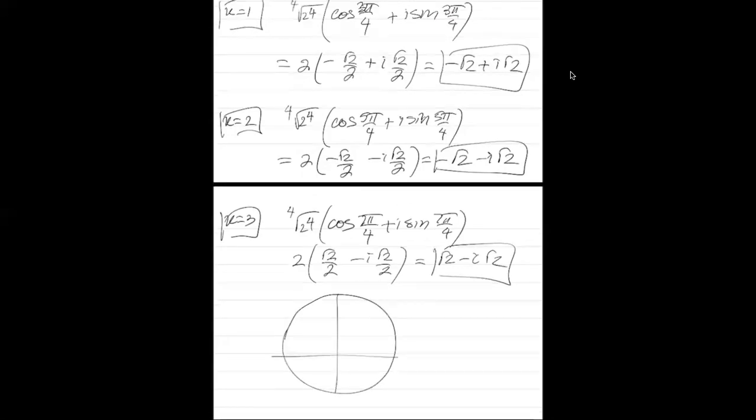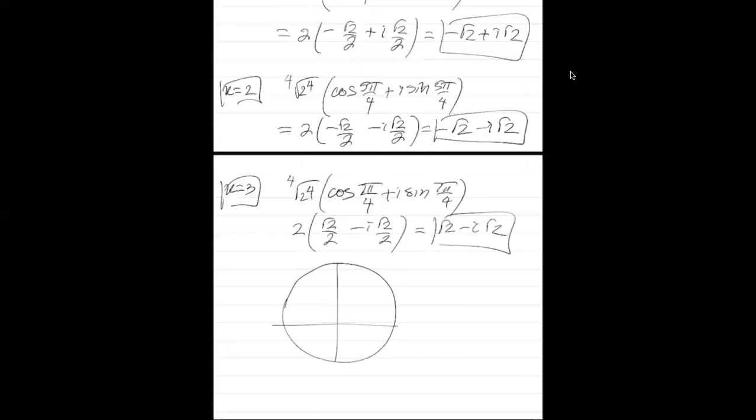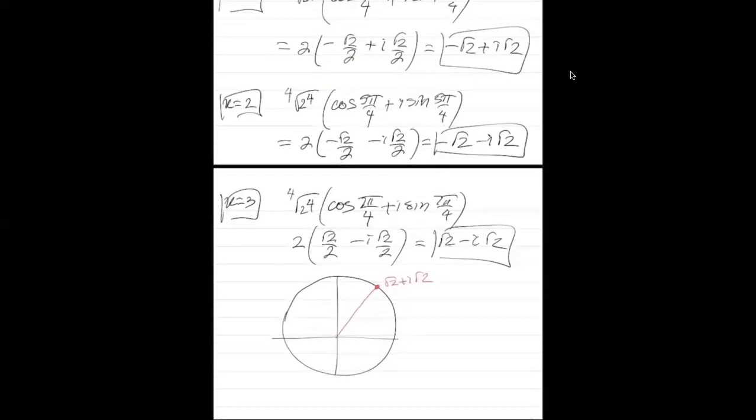We can see all those 4 roots situated symmetrically. So the first one was root 2 plus i root 2, right here. And then the second one was negative root 2 plus i root 2, over here. And then over here, that's both negative. And the last one's over here, root 2 minus i root 2. As you can see, the angle between them is 90 degrees, right? Because there are 4 of them. And that concludes this review video.